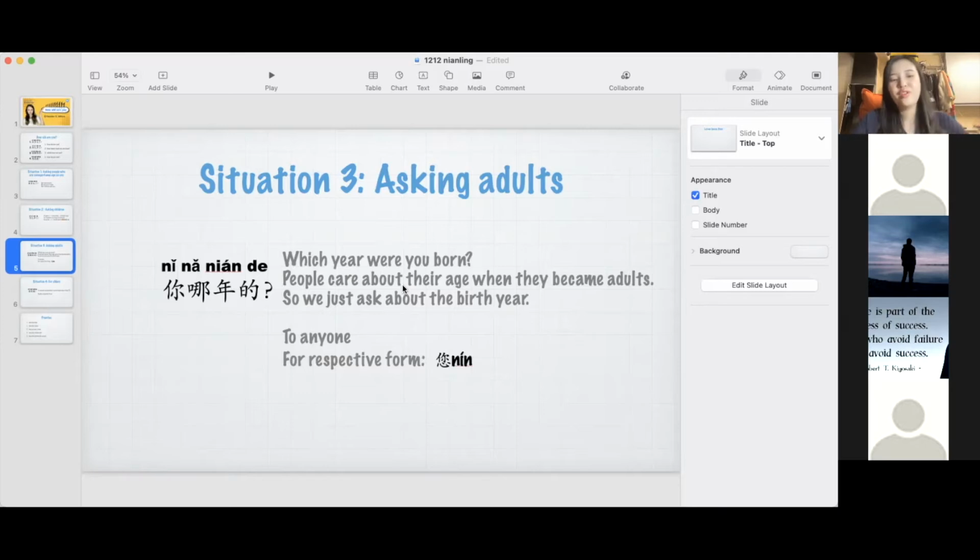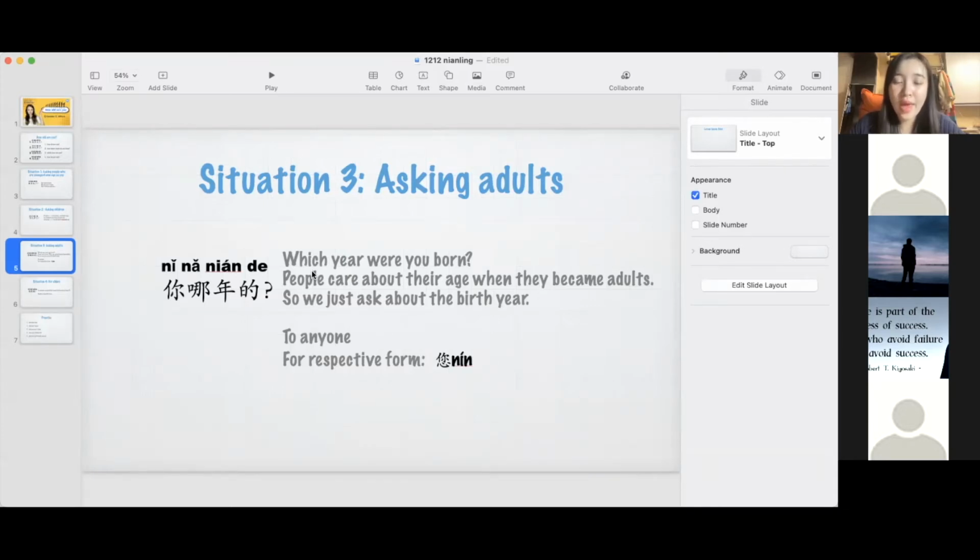And also you can ask this question to teenagers. It's fine, they will just give you the birth year. So 你哪年的? When I ask you, you're probably gonna say 1997, 1998. You just simply read the number one by one, and that's fine. Like 1998 or 2000, usually people from the post-90s or after 2000.